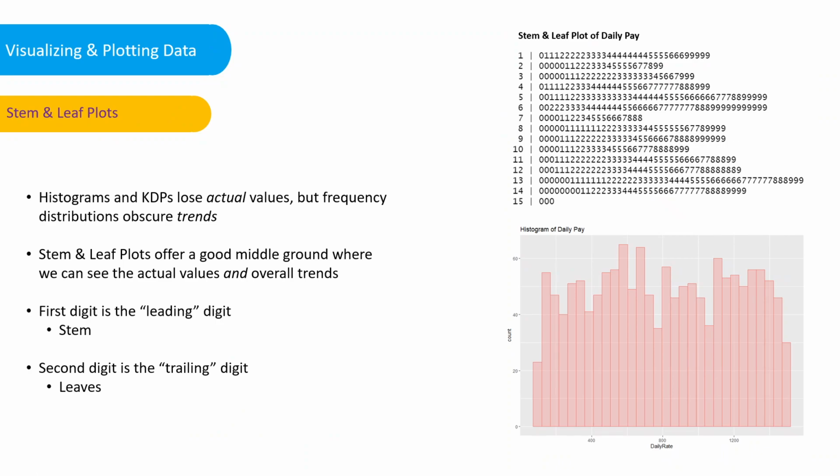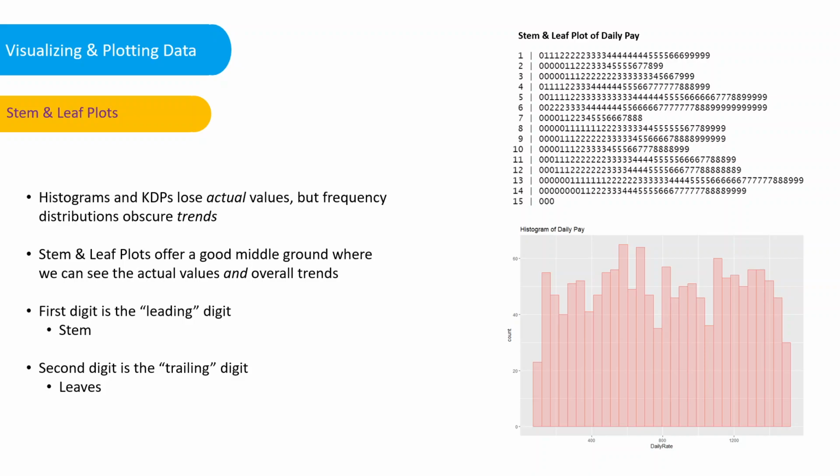Moving on to the stem and leaf plot. Stem and leaf plots represent a compromise between histograms and kernel density plots, or KDPs. With both histograms and kernel density plots, we lose track of the actual values but keep track of the trends, whereas the frequency distributions obscure the trends. We can't really see general patterns, but the frequency distributions do keep track of the individual actual values. So stem and leaf plots are a middle ground where we can see both the actual values and an overall trend.